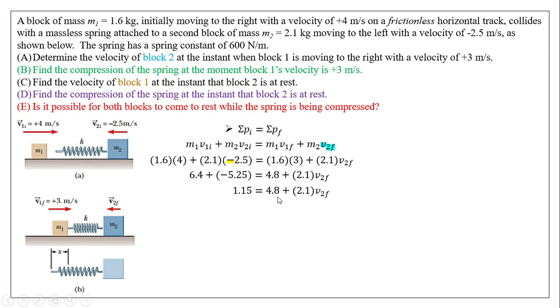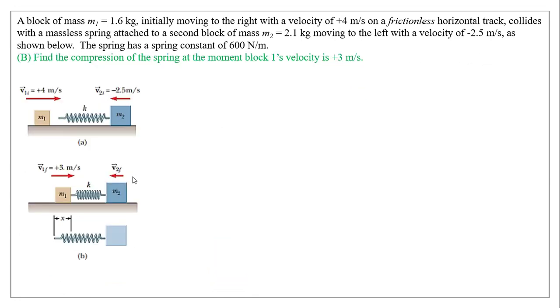And then just move the 4.8 on the right side to the left to combine like terms. So if you do that, okay, you get negative 3.65, because don't forget, when you move stuff to the other side, it changes sign. And then from here, to find V2F, just divide both sides by 2.1, and then you have negative 3.65 divided by 2.1. You get a negative 1.74 meters per second. And so we can say that at the moment block one slowed down to 3 meters per second, block two has slowed down to negative 1.74 meters per second. So that is the answer to part A.